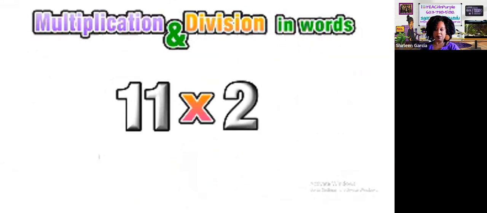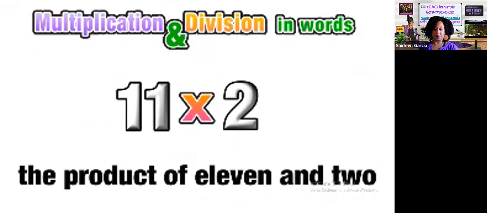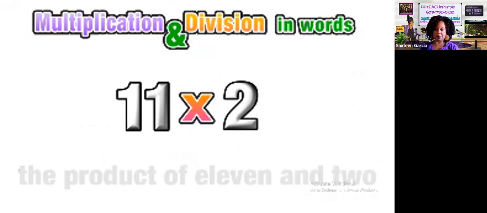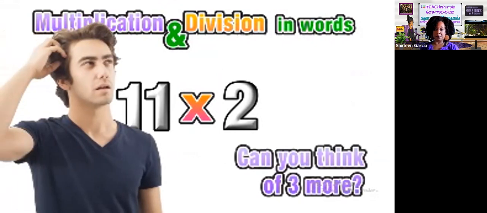For example, if we had something like 11 times 2, we could represent that as the product of 11 and 2. Or just 11 times 2. So now, using that list of words and phrases, see if you can come up with 3 more ways to verbally represent 11 times 2.